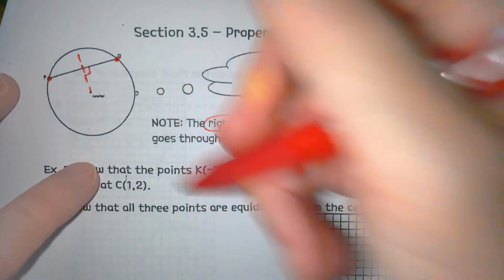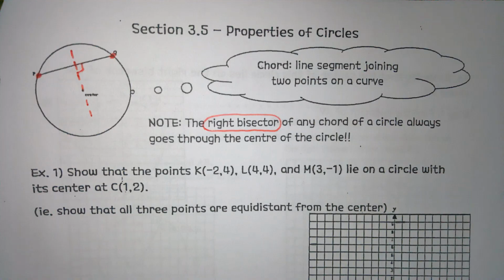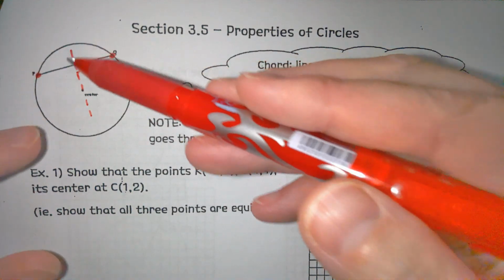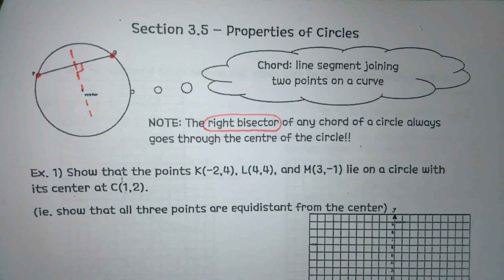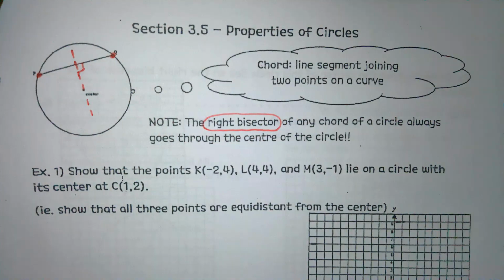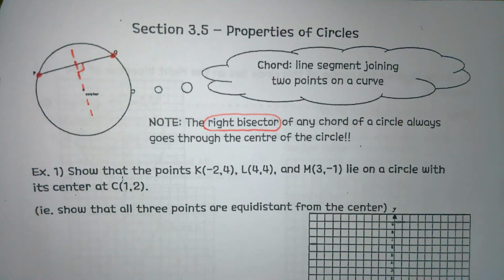this red line is the right bisector of this chord. Where do you see it cross? Yep, the center. So this is actually a pretty interesting property, is that no matter where you draw a chord, your right bisector always goes through the center of the circle. Always, yeah. So if I draw a chord here and I draw a right bisector, it will go through the center. If I draw a chord here, I draw a right bisector, it will go through the center.